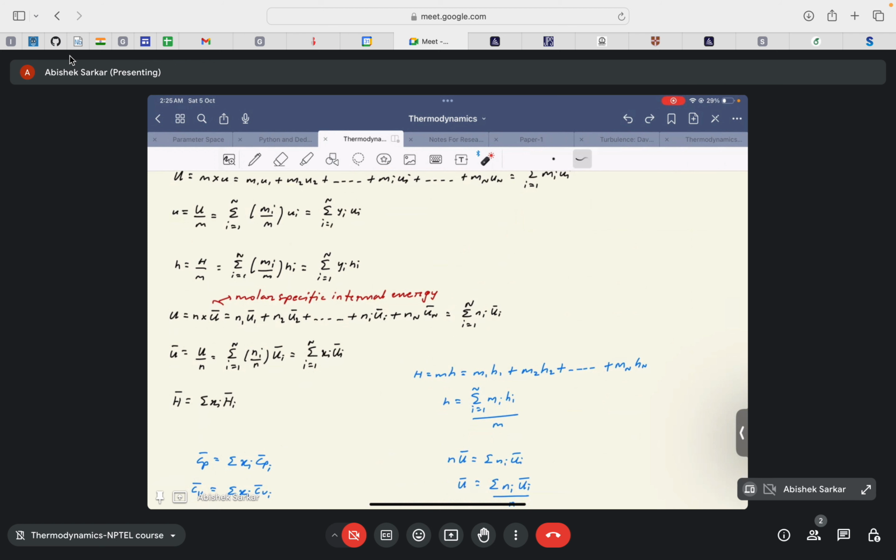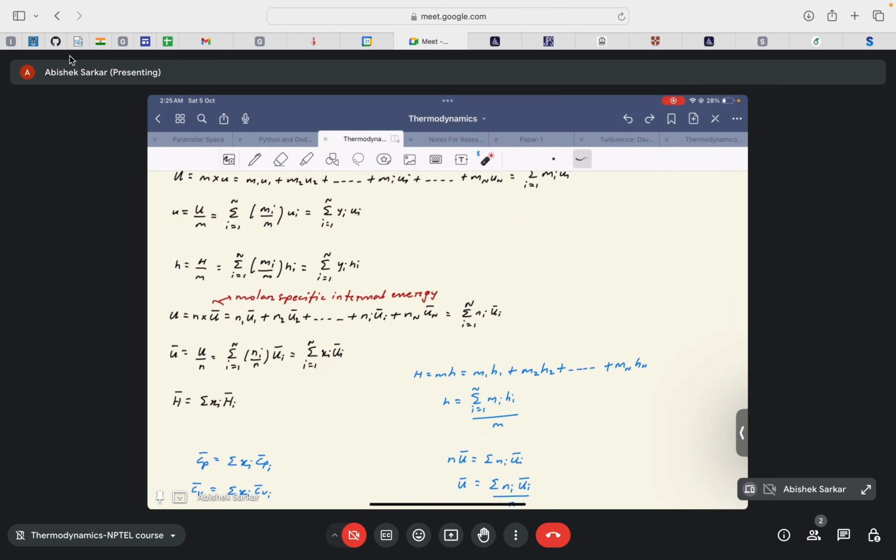Now from this relation we can write U bar as capital U over small n, or the summation of Ni into Ui bar over n, where i varies from 1 to n. Now we know that Ni over n gives us the mole fraction of that particular gas type.